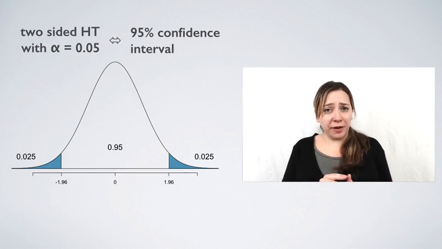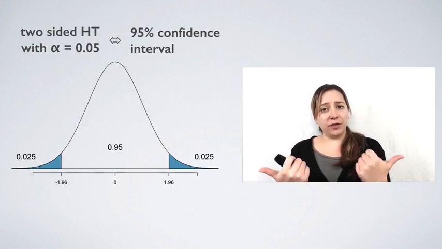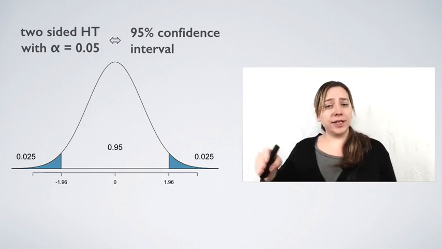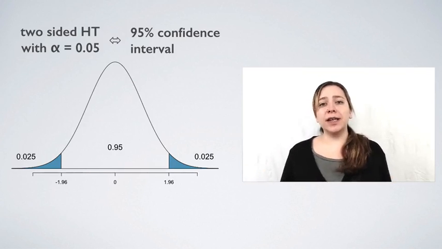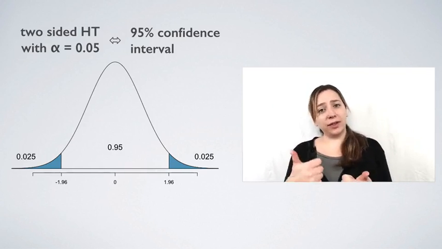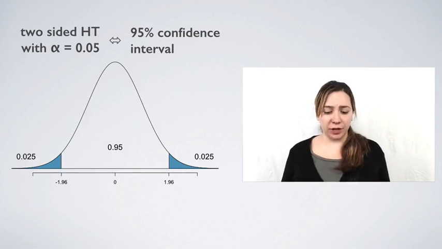If we add up the 95% in the middle with the alpha on the two tails, we get to 1, which is the entire area under the curve. So indeed, for two-sided hypothesis tests, the significance level and the confidence level are complements of each other.